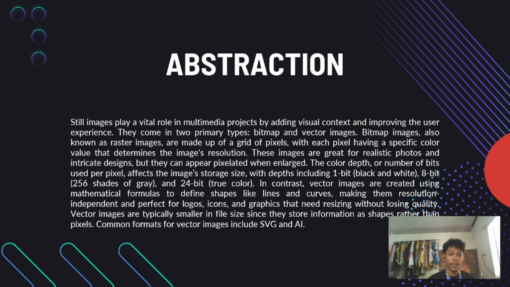Then abstraction. Still images play a vital role in multimedia projects by adding visual context and improving the user experience. They come in two primary types, bitmap and vector images. Bitmap images, also known as raster images, are made up of a grid of pixels, with each pixel having a specific color value that determines the image resolution. These images are great for realistic photos and intricate designs, but they can appear pixelated when enlarged. The color depth, or number of bits used per pixel, affects image storage.